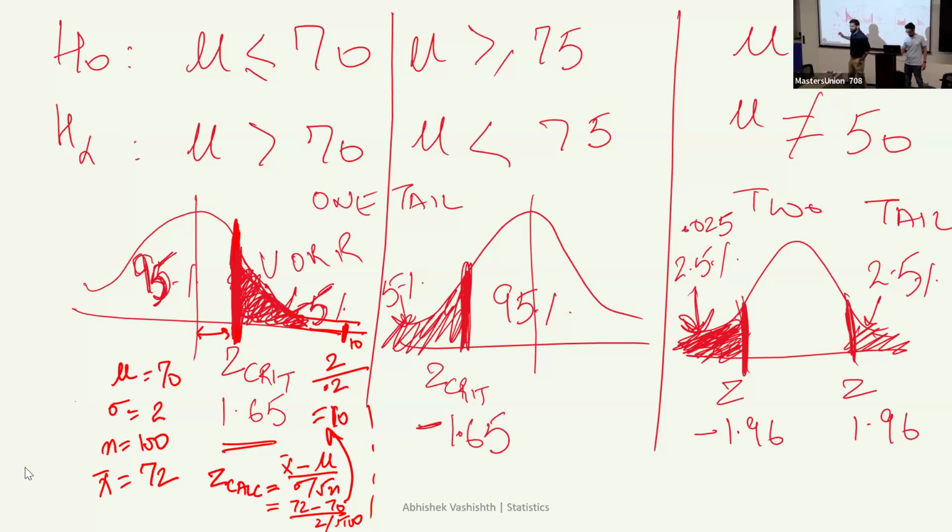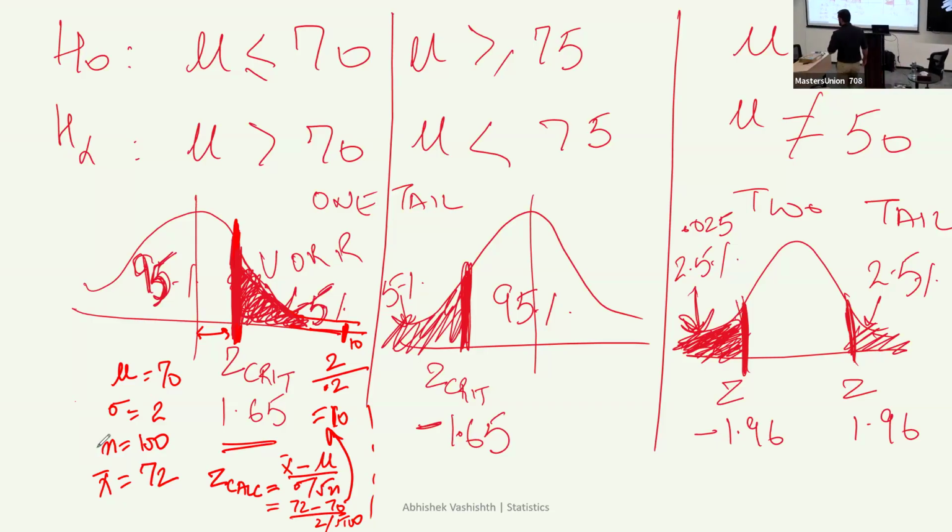T formula is the same. The only difference is x bar minus mu divided by s by root n. So T is x bar minus mu divided by s by root n. Sigma is standard deviation of population. S is standard deviation of sample. So in T you take standard deviation of sample. In Z you take standard deviation of the population.